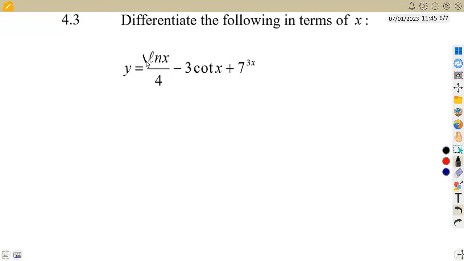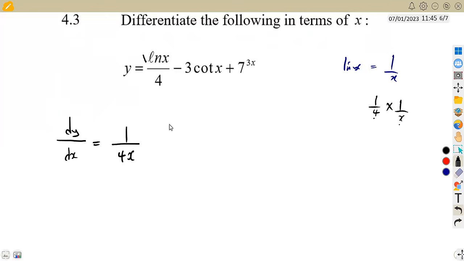Like I said, this is the same as 1 over 4. So remember, the derivative of ln x gives us 1 over x. Meaning, the derivative of y with respect to x, we are going to have 1 over 4 times 1 over x. So that will be 1 over 4x. All right, so this is in a normal format. That is why I'm simply differentiating directly like this.